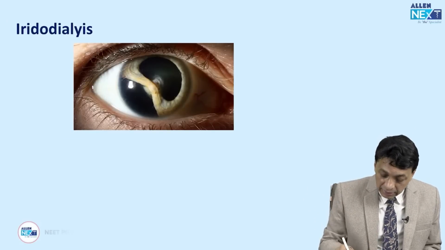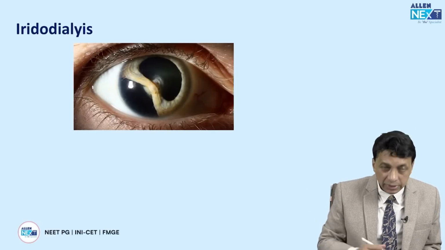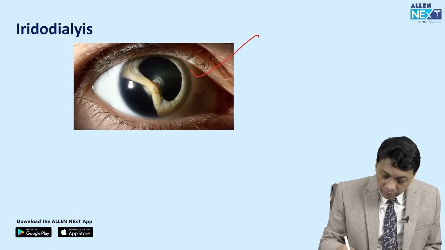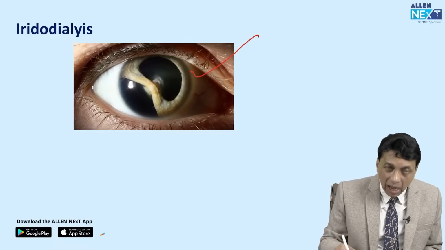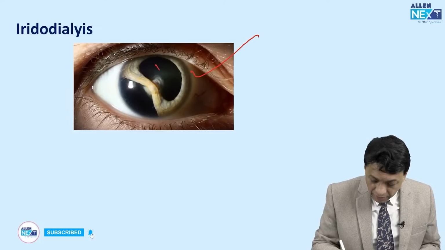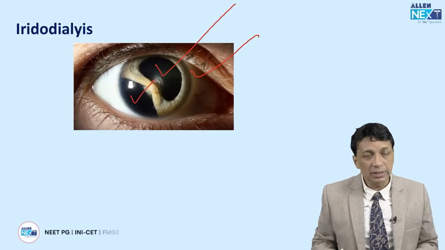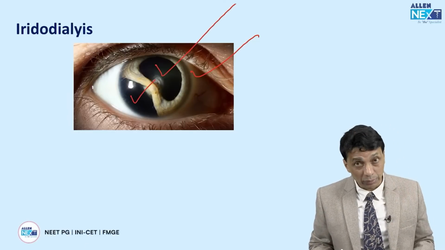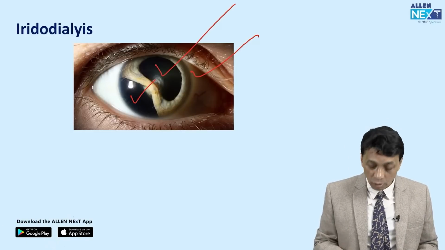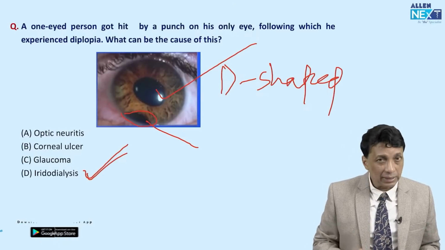The answer you can see clearly, the D-shaped pupil, ladies and gentlemen. You can see the D-shaped pupil. You can see it here. So these two are forming like a dual pupil, like a double kind of pupil. One ray passing through this, the other light passing through this, and that is why they have monocular diplopia. So remember, iridodialysis can lead to monocular diplopia. The answer is iridodialysis here.